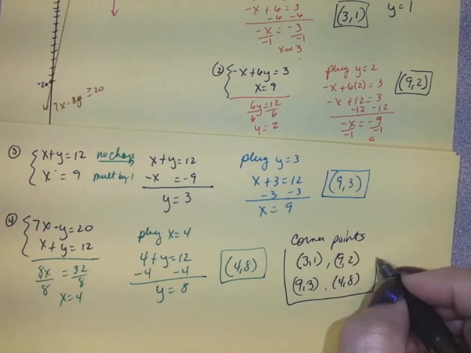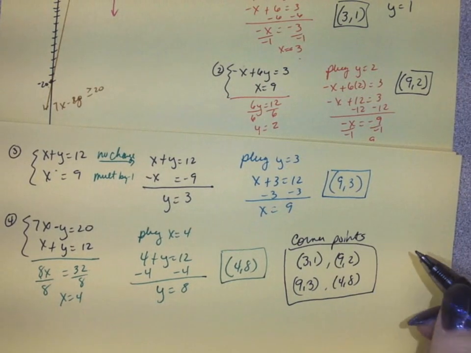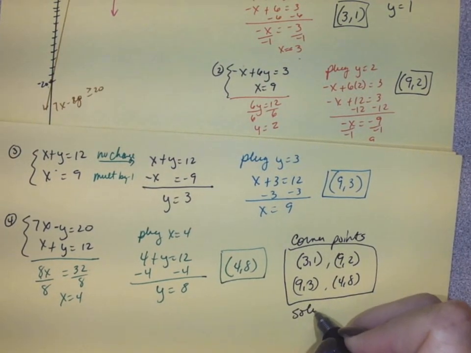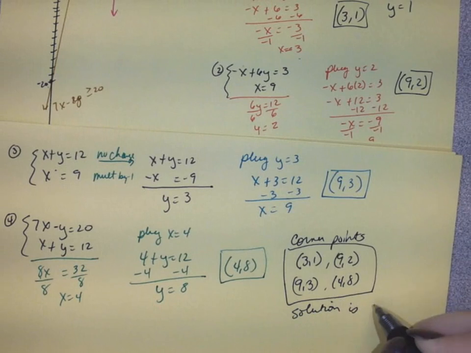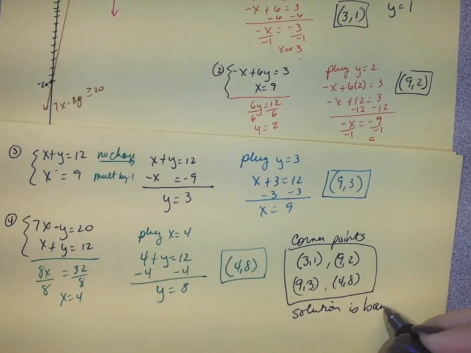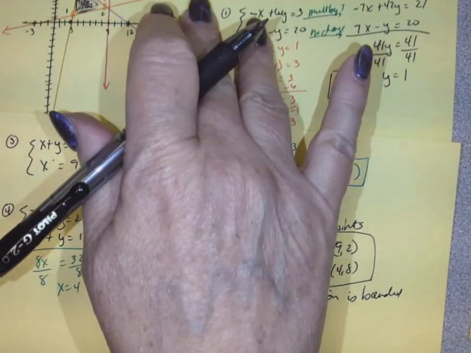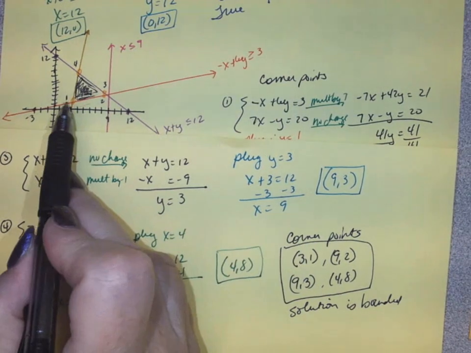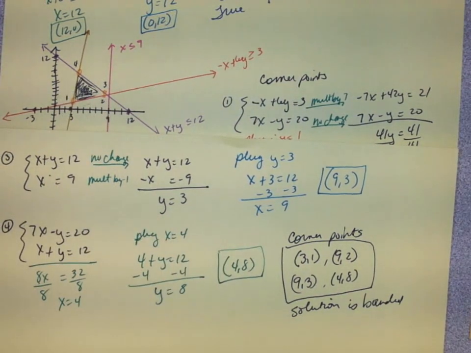So these are the corner points, and our solution is bounded, again, because the graph is covered on all sides.